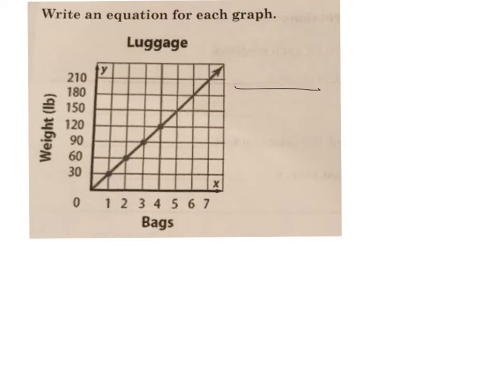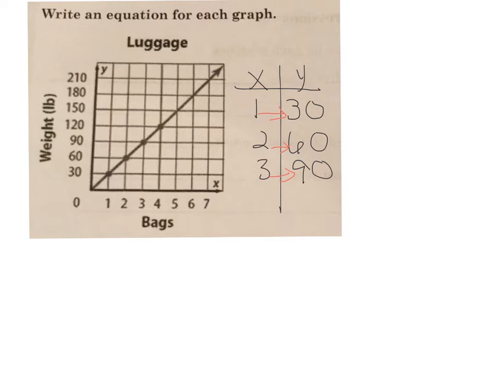Something some of you might do that may help you is actually write out the points. So say that I have 1, 30, 2, 60, 3, 90, and then notice what is happening between 1 to 30, 2 to 60, and 3 to 90. Yes, it's multiplying by 30. So I could say 30x equals y, or if you want to, some of you like to do 30 times x, okay, and that would be the answer for that problem.